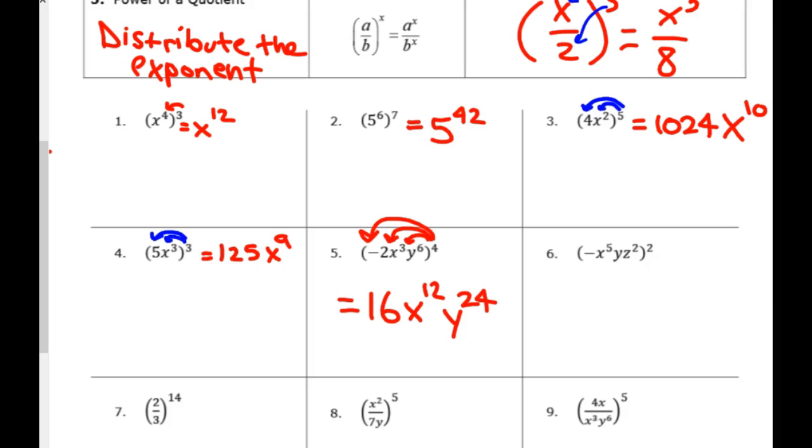Now, number 6. Does everyone see that negative sign on number 6? That really means negative what? Negative 1. So negative 1 is going to be squared. The x is going to be squared. Don't forget that y. It's there. That y is going to be squared. And that z is going to be squared. There are 4 things that need to be squared.